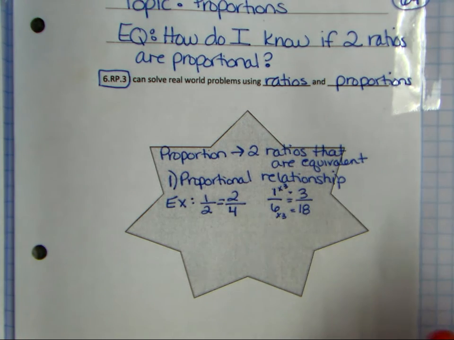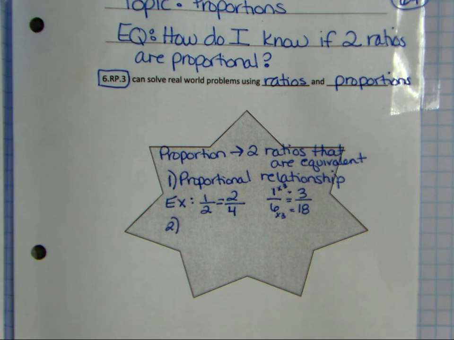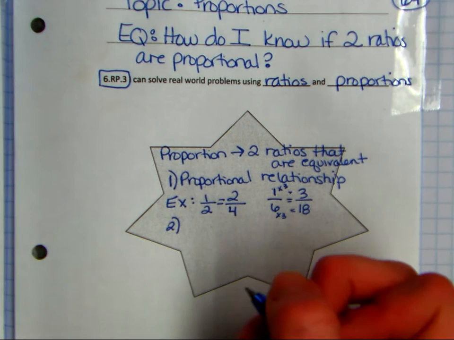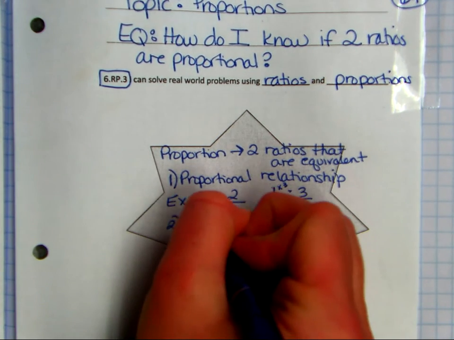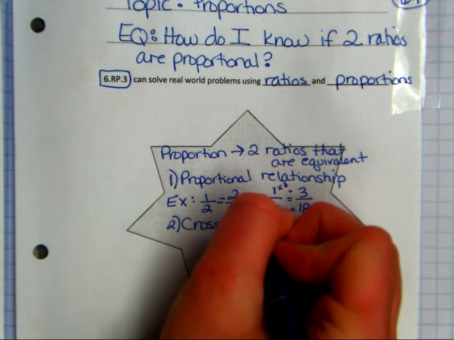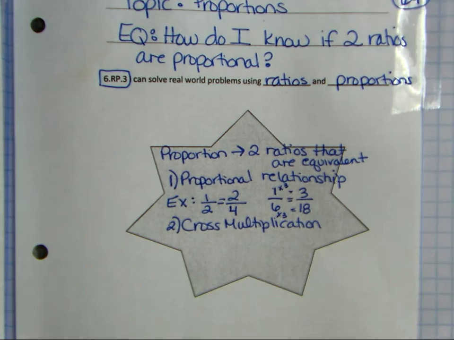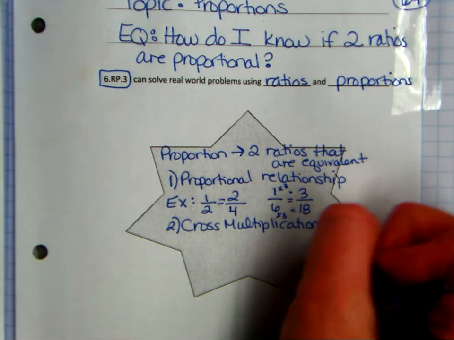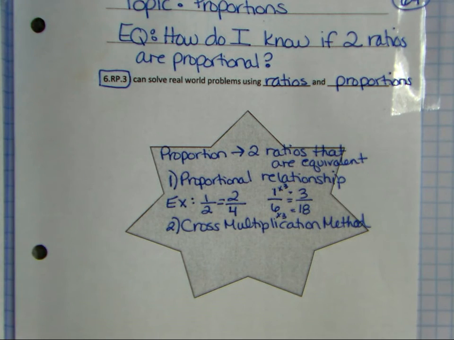Okay. Now, unfortunately, that doesn't always work. Sometimes it's a little complicated to try to do that. And in that case, we have to go to step number 2, which will always work for you, and that is the cross multiplication way. With the cross multiplication method, you are going to look at it across.